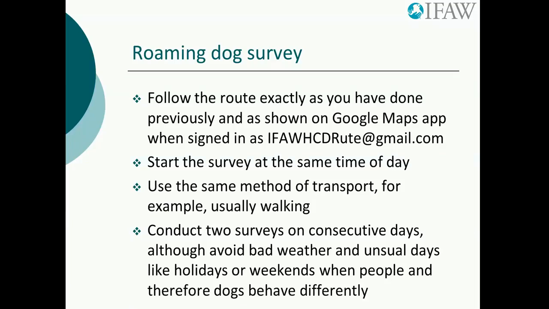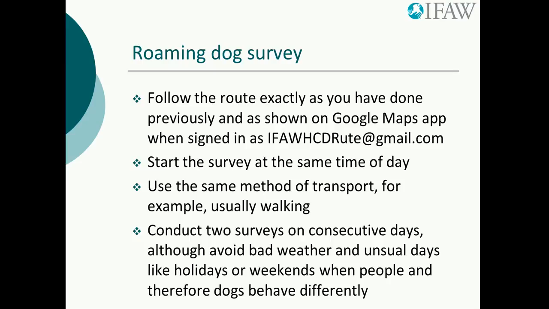So just some reminders on how to do the roaming dog survey along the routes that we've set up in your town. You need to follow the route exactly as you have done previously and as shown on the Google Maps app. When you're signed in as i4hcdroute@gmail.com, you should be able to see that route and follow it using your Google Maps app. You need to start the survey at exactly the same time of day. So think back to when you've done the survey previously and check with Ellie if you're not sure when that was, because you need to use the same time of day.